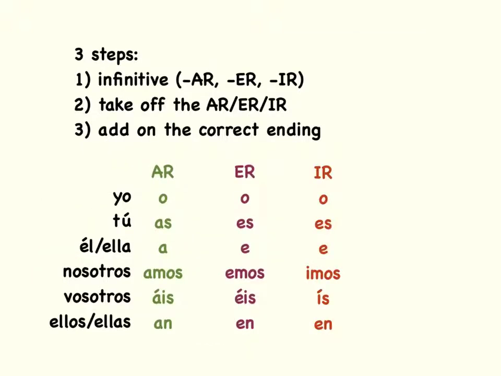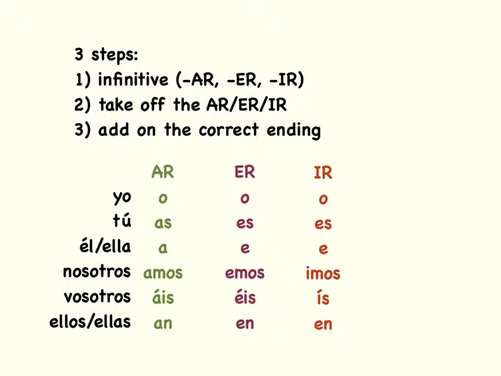So, to make the present tense, to talk about what you are currently doing right now, there's three steps. The first step is you need your infinitive, so that is the version of the verb that ends in AR, ER or IR. And the first thing you do is you remove the AR, the ER or the IR and you add on the correct ending.